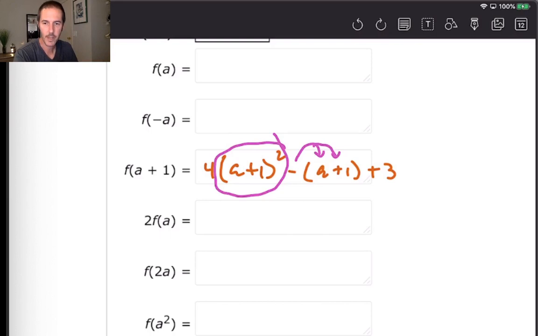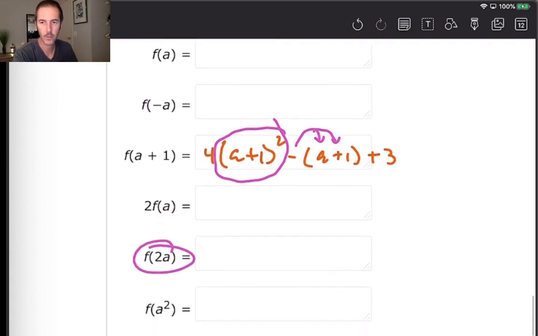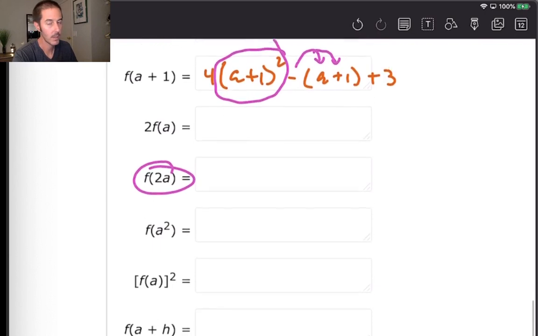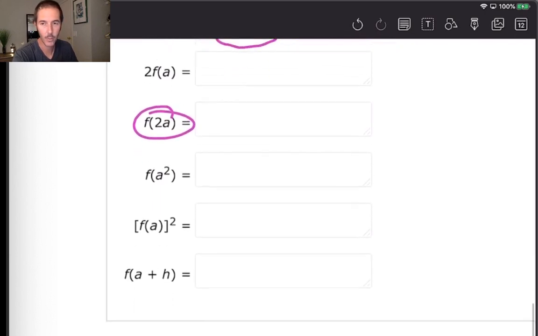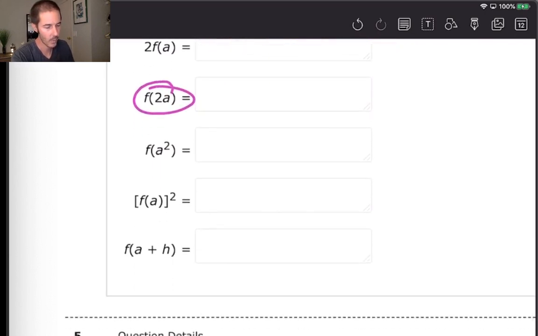2 times f of a means we need to take the entire original function and multiply it by 2. That involves distribution. Plugging in a 2a, plug in that 2a with parentheses wrapped around it if that's helpful to you. And it will be, because you're going to need to square that 2a. Here you're going to be squaring a square when you plug in the a squared.